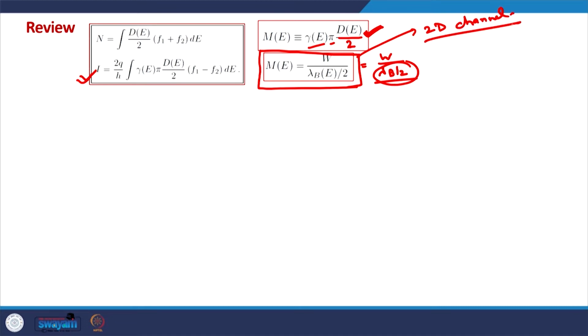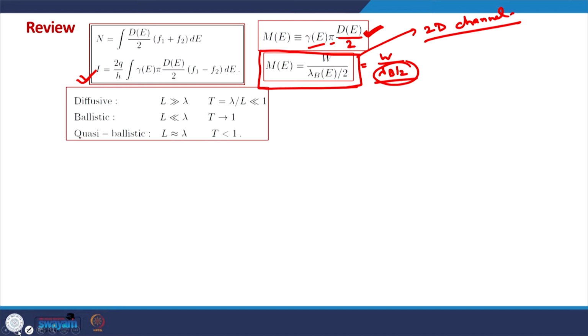After this discussion, we saw that we need to introduce the transmission coefficient in the case of diffusive transport, and the transmission coefficient is always less than 1. Building on the same lines, the transmission coefficient for the ballistic transport approach is 1, and for quasi-ballistic systems, which means the length of the channel is of the same order as the mean free path, it is less than 1, but quite close to 1.